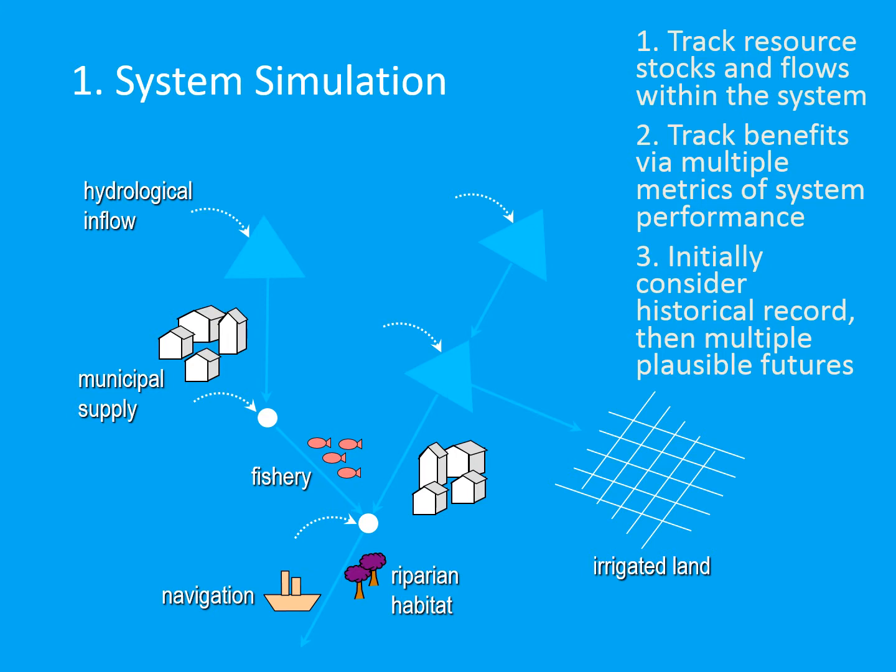So if you're a visual person, perhaps you'd like to see these steps in a more visual way. So this is what system simulation looks like. We're going to be representing the system as a resource network and simulating over time the hydrology, the demands, and how water is put to use over space and time.